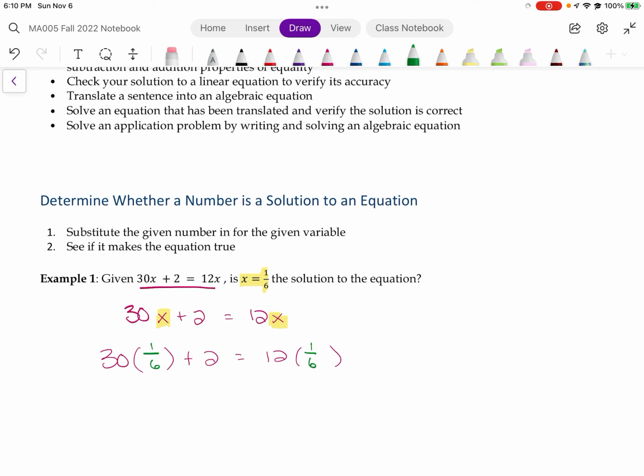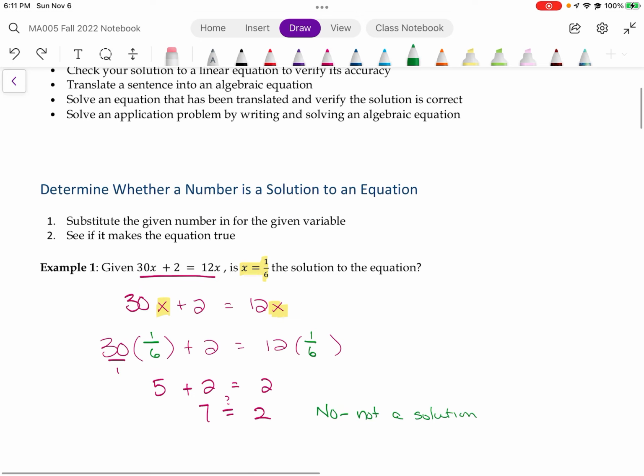Now you can do this on your calculator. 30 times 1/6, 1/6 of 30, or you can think of it as 30 over 1 times 1/6, and the 30 and the 6 simplify down to be 5, plus 2 equals 1/6 of 12 is 2. So 7 equals 2. Is that true? No, it is not. No, it is not a solution. So 1/6 is not the solution to this.